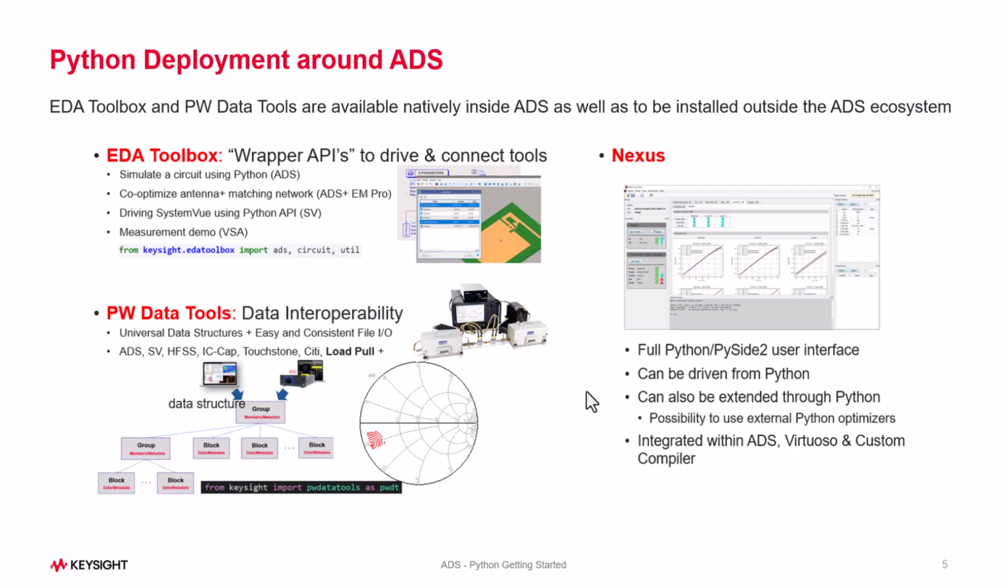Also, our latest introduction is Nexus, which is a state-of-the-art RF and microwave simulator that is completely Python scriptable, so a higher level of Python automation can be achieved. It also has great features such as accessing external optimizers and running optimization in parallel, as well as a common user interface between ADS, Virtuoso, and Custom Compiler. So that tool is available and compatible with all the major IC design platforms.